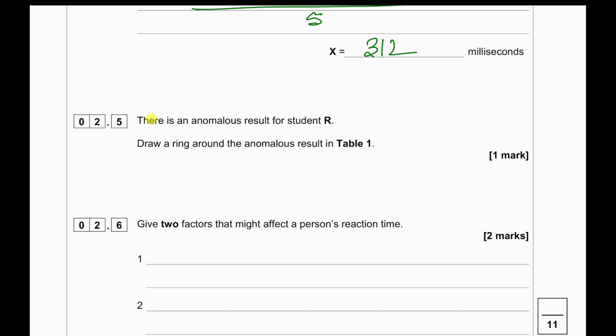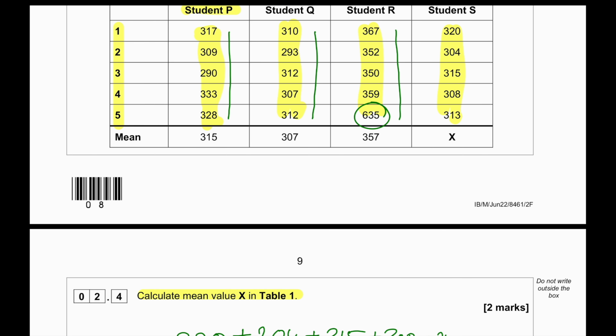There is an anomalous result for student R. Draw a ring around the anomalous result. So we have already done it, and we can see what the reason is. It does not fit the trend. 635 is way too high a result compared to the other results provided by student R.